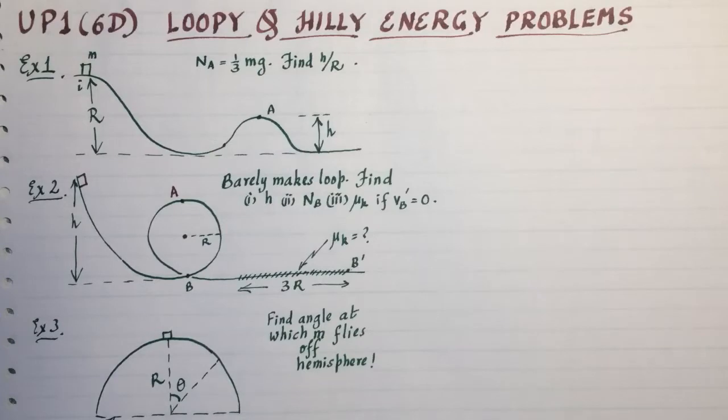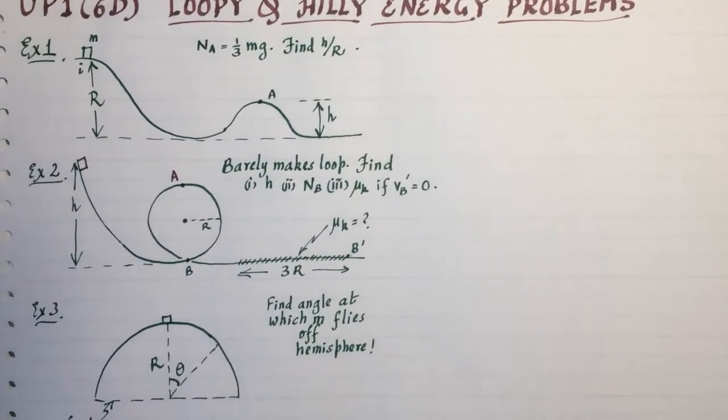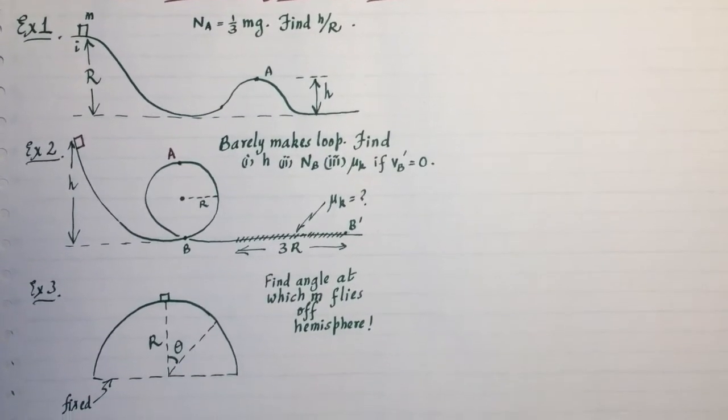The last problem has a fixed hemisphere, and the particle is on top of that fixed hemisphere. That's a pretty unstable position, so it would either go to the left or right. Let's say it goes to the right, and then acquires enough speed that at some point it will fly off the hemisphere. You're asked to find the angle theta when it does so.